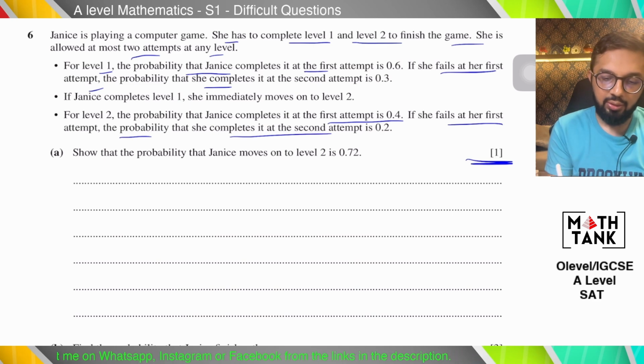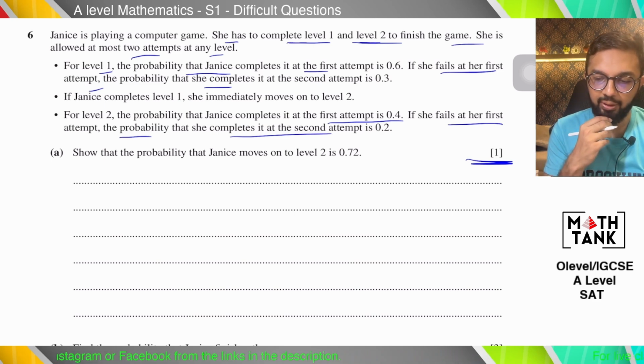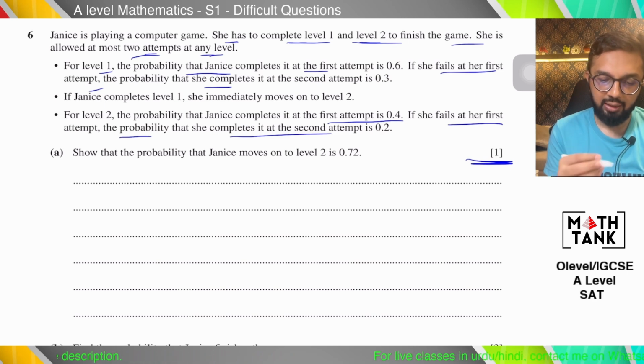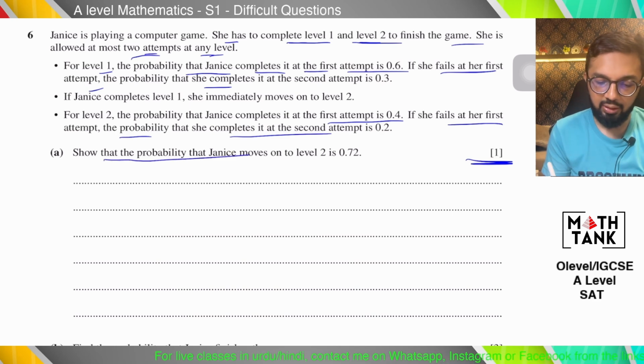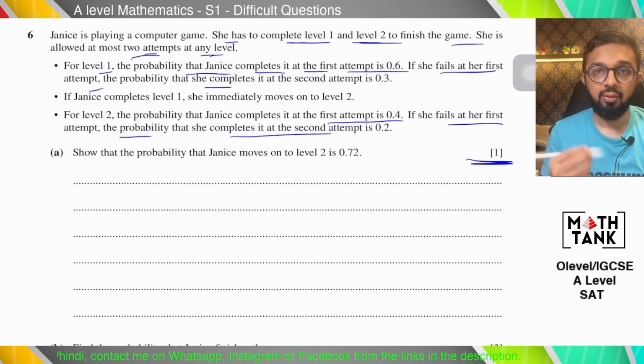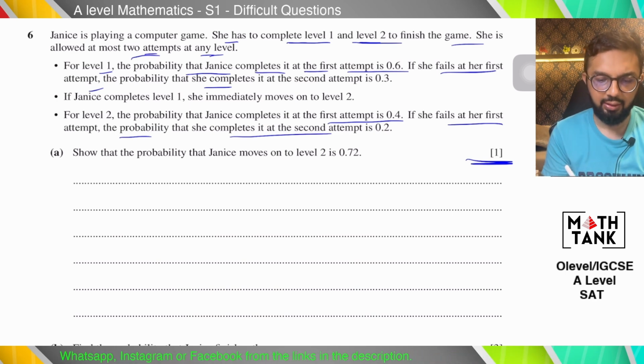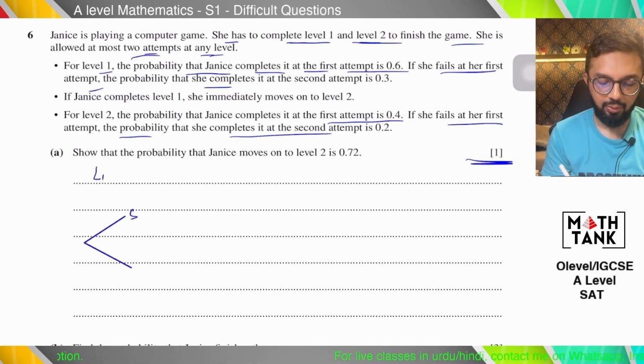Janice plays a computer game. She has to complete level 1 and level 2 to finish the game. She is allowed at most 2 attempts at any level. For level 1, the probability that Janice completes it in the first attempt. This question says show that the probability that Janice moves on to level 2 is 0.72. That means that she's successful in her first level. Now, for the first level, I could say that this is level 1. She could succeed or she could fail: 0.6 and 0.4.